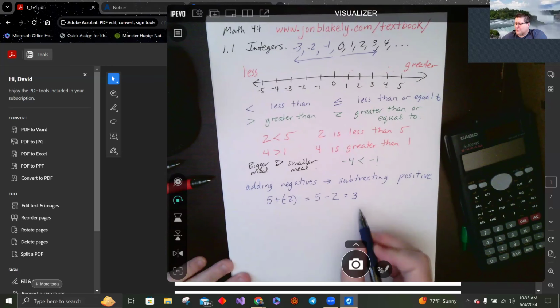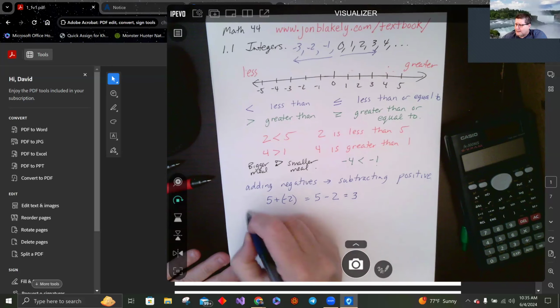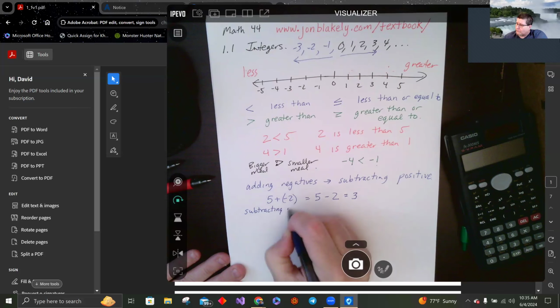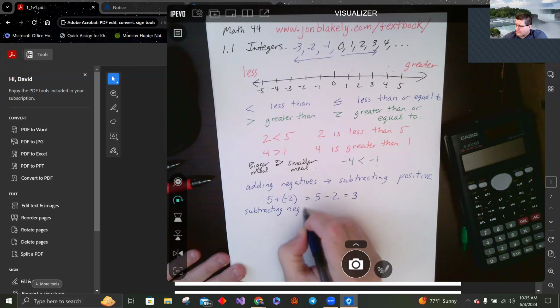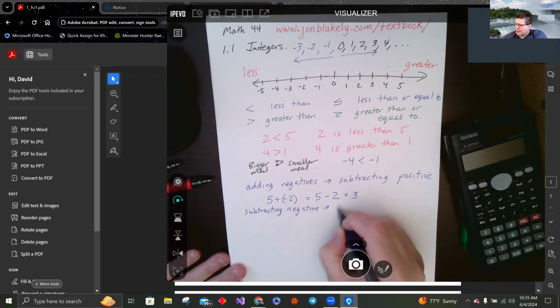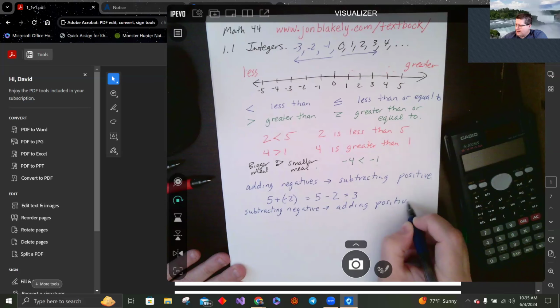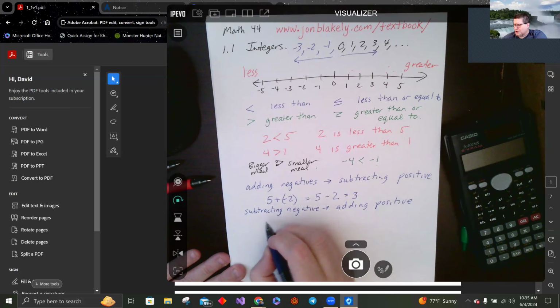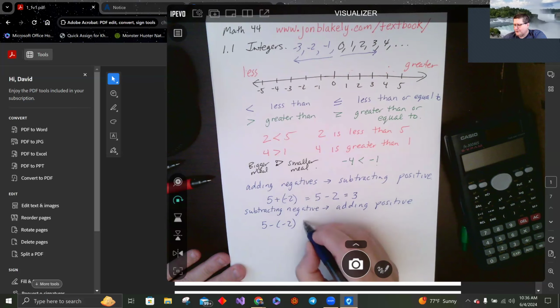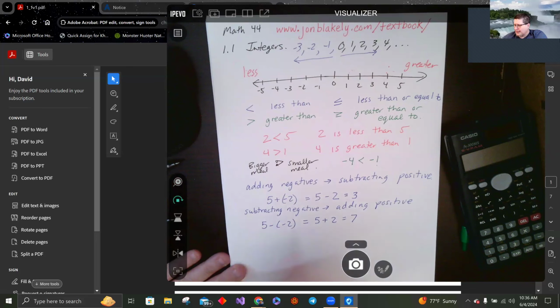Adding a negative is the same thing as subtracting a positive. Subtracting a negative is like adding the positive. So the negative sign does the good old switcheroo. 5 minus -2 is the same thing as 5 plus 2, which is 7. And some people like to do this, just draw lines through the minus signs.